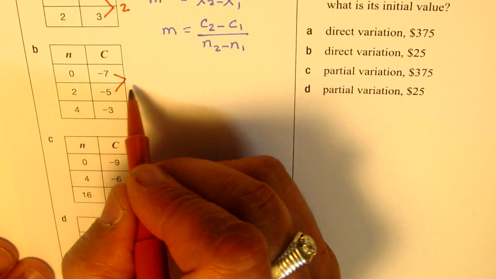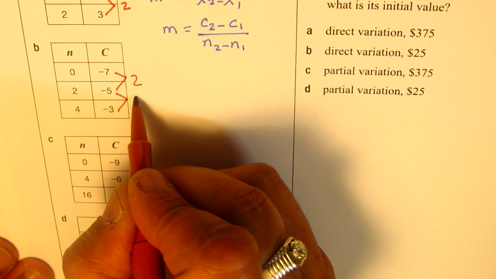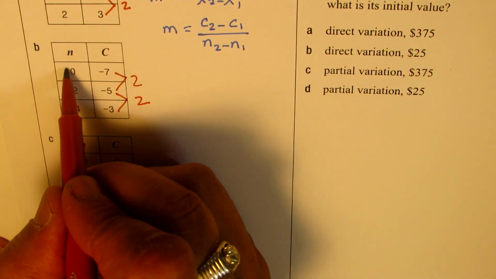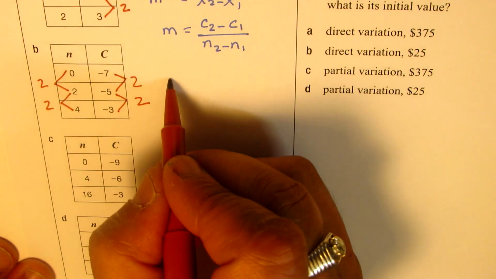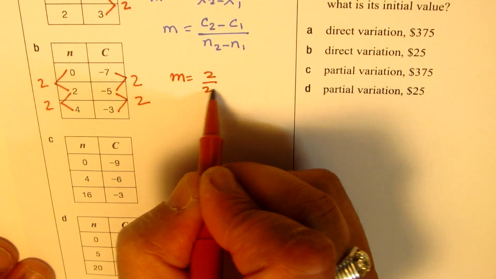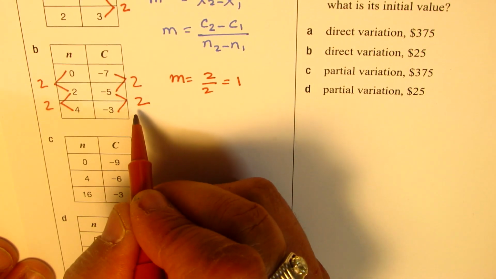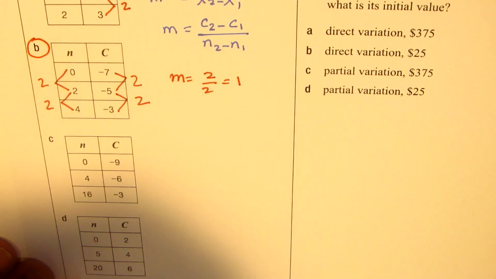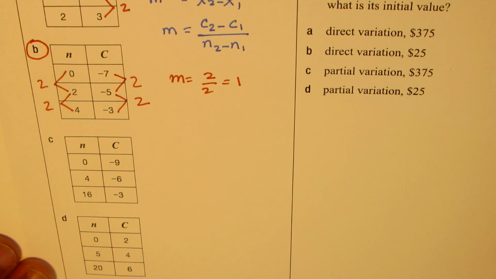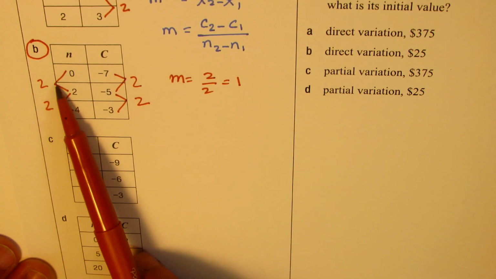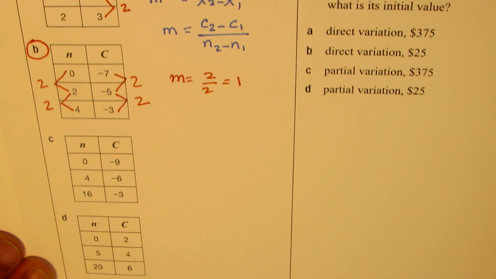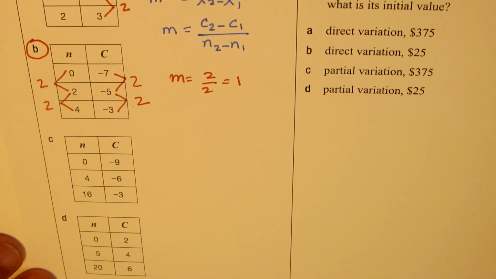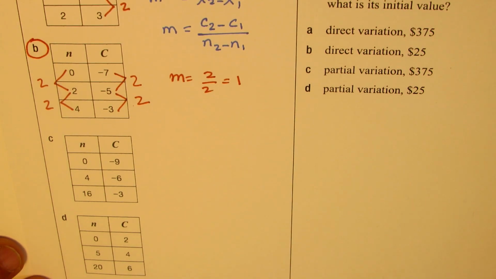C is going up by 2 and then again by 2. However, the n value is going up by 2 and also by 2, right? So in this case, m is 2 over 2, which is 1 for both the cases. So this is the correct option, right? So this is linear. Do you see that? So we can find both the slopes and both are same. And therefore, it is linear and that's how we are going to answer it. Clear? Now, let's move on to question number 8.